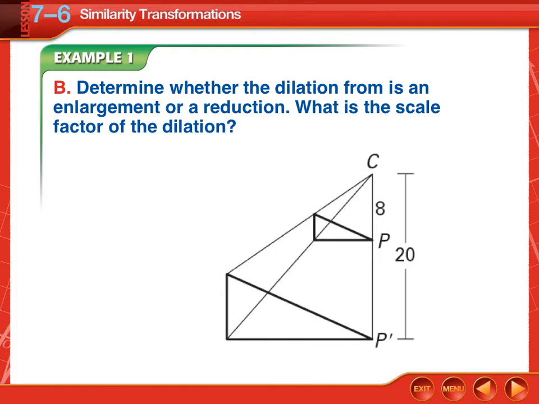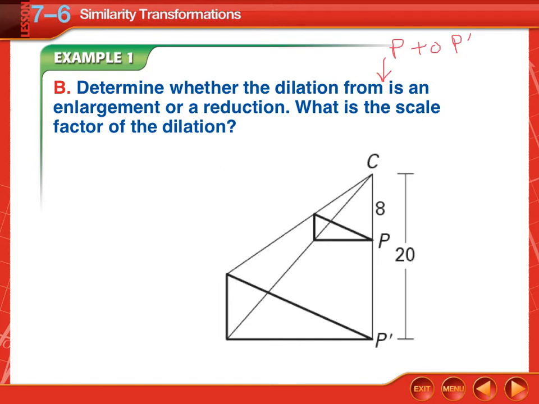Okay, example 1b, determine whether the dilation is an enlargement or a reduction. And what is the scale factor of the dilation? I think part of our question here was cut off. This is supposed to say from P to P prime, and we know that because P prime is always going to be the image, and the non-prime is always going to be the before transformation or pre-image. So determine whether the dilation from P to P prime is an enlargement or a reduction.